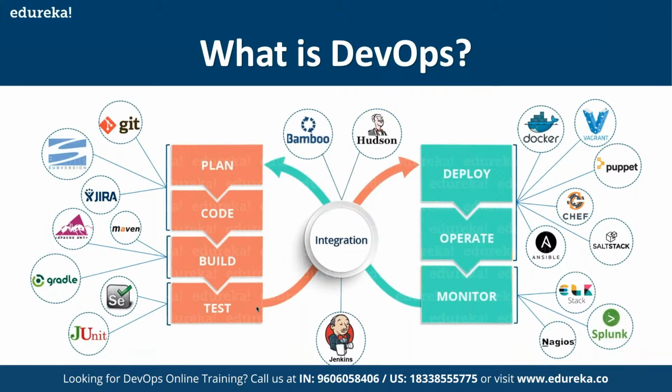So we have different stages available in DevOps, starting with the planning phase. Then we have coding, building, testing, integration, deployment, operations, and monitor. So first of all, we start with the planning phase.